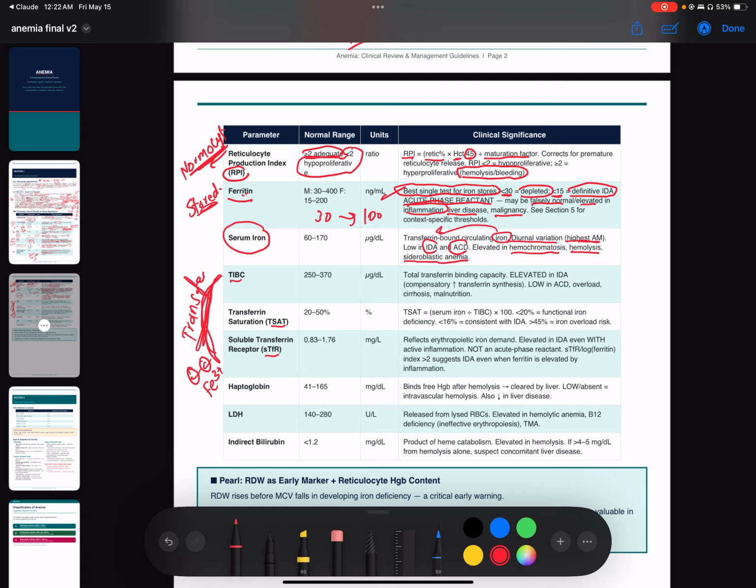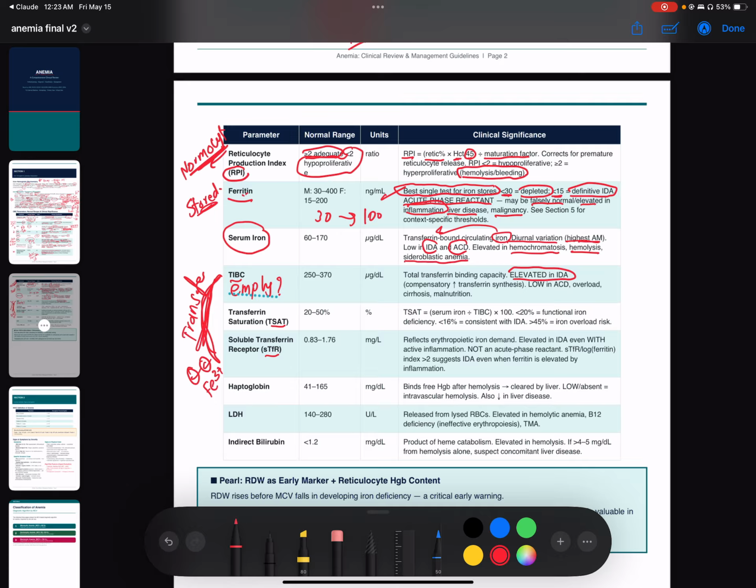So TIBC is mainly total iron binding capacity, which means how many empty seats you have. You have two seats, right? How many of these are empty? Because if you have high TIBC, that means you have empty seats, right? So if you have high TIBC, the capacity to carry iron is high. Why? Because you have empty seats on the transferrin. That means it's iron deficiency anemia.